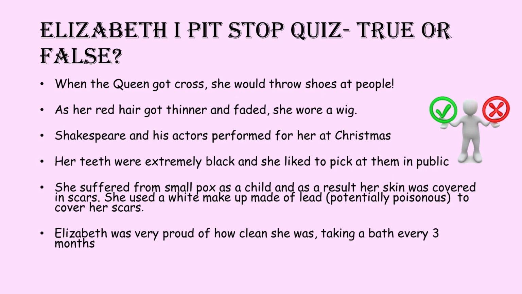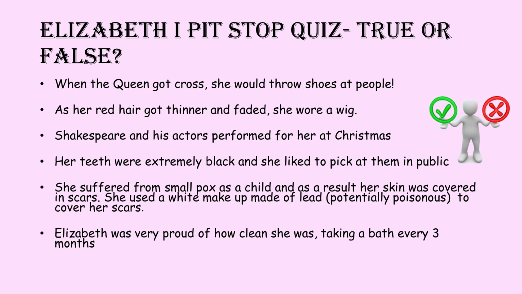A quick true or false quiz. See what you can remember. When the Queen got cross, she would throw shoes at people. As her hair got thinner and faded, she wore a wig. Shakespeare and his actors performed for her at Christmas.